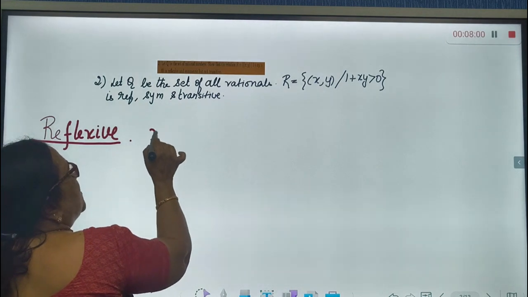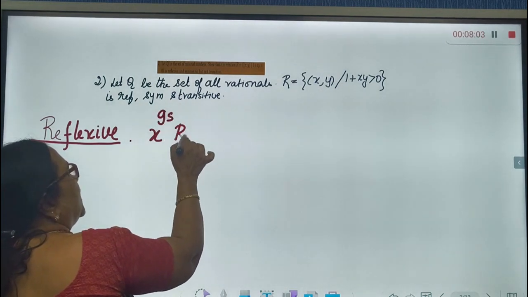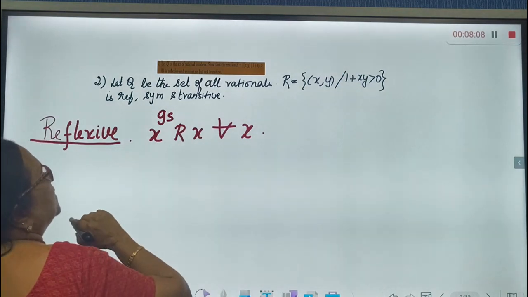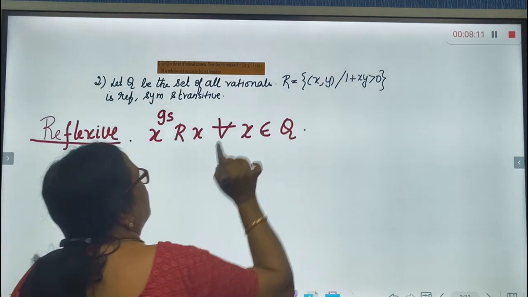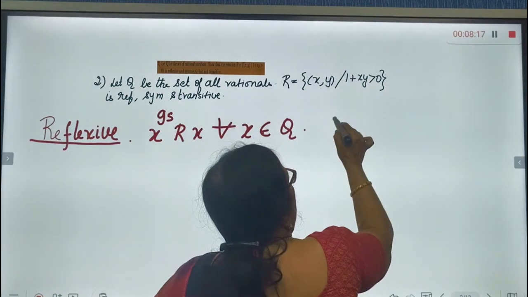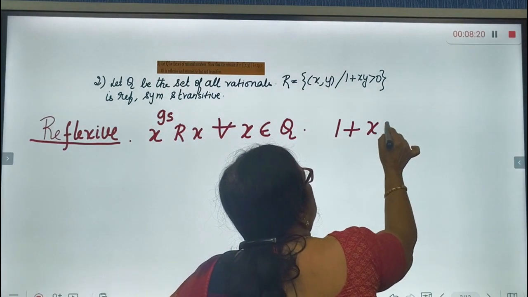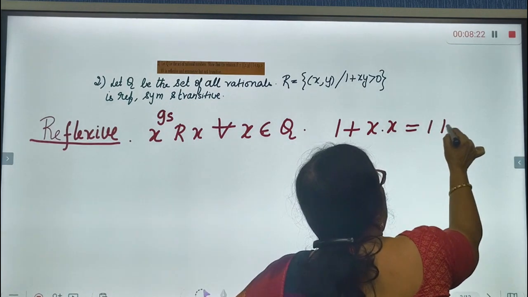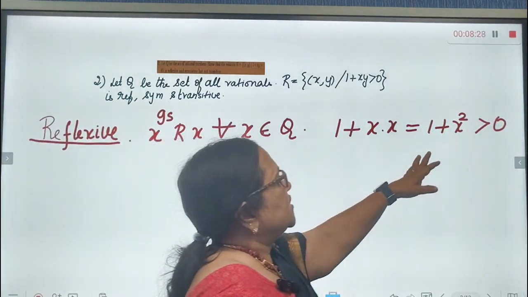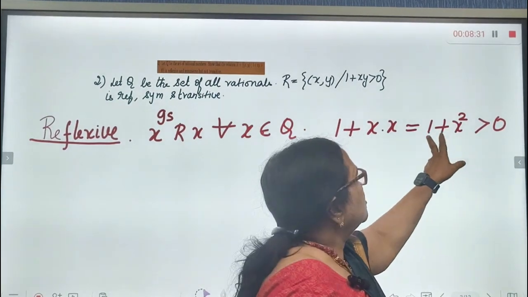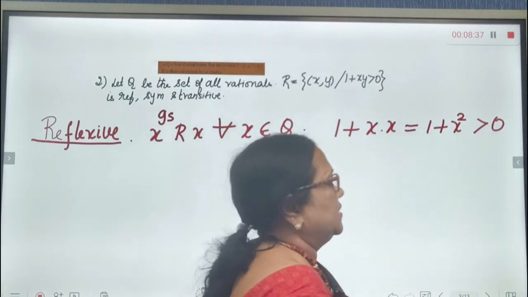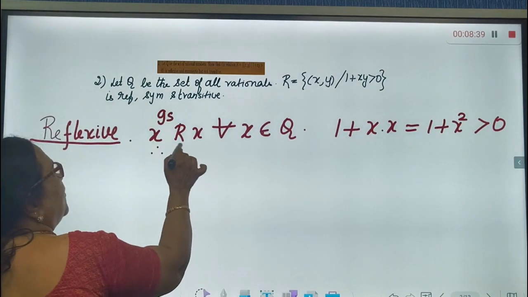Is x related to x for every x in the set? When will x be related to x for every x? If 1 plus x into x, which is 1 plus x square, is greater than 0. We all know that x square is always greater than 0, and this is 1 more than x square. So this is a true statement for any choice of x. Therefore, R is reflexive.